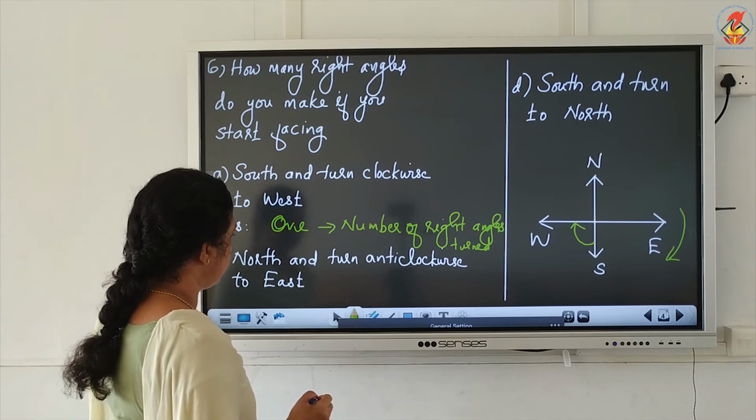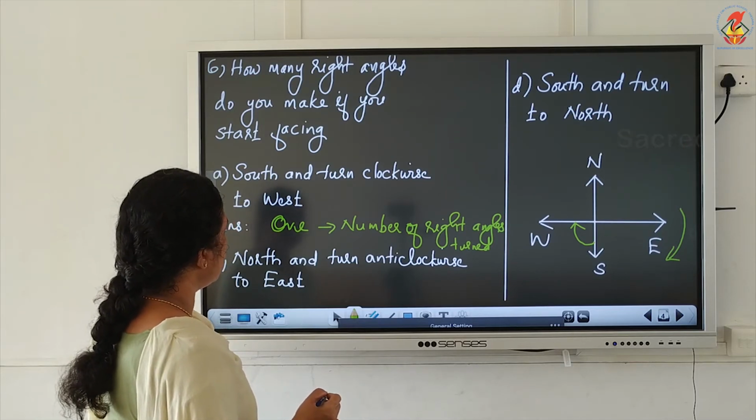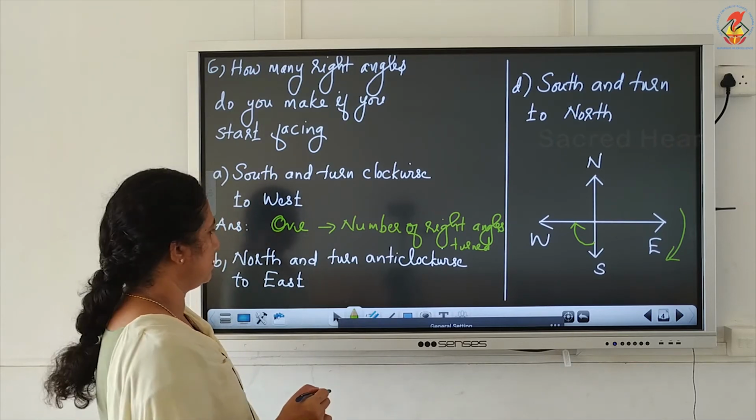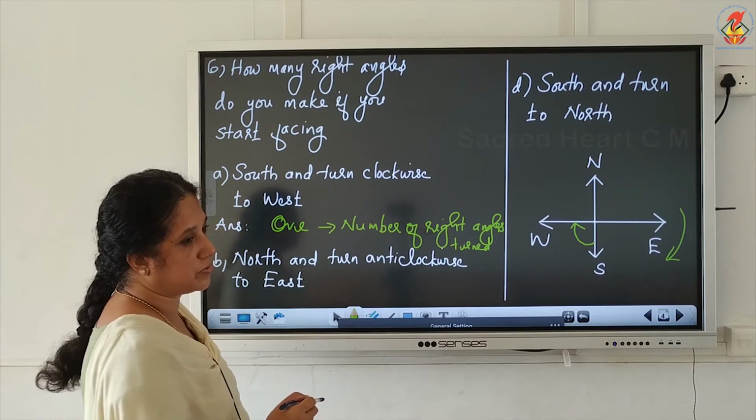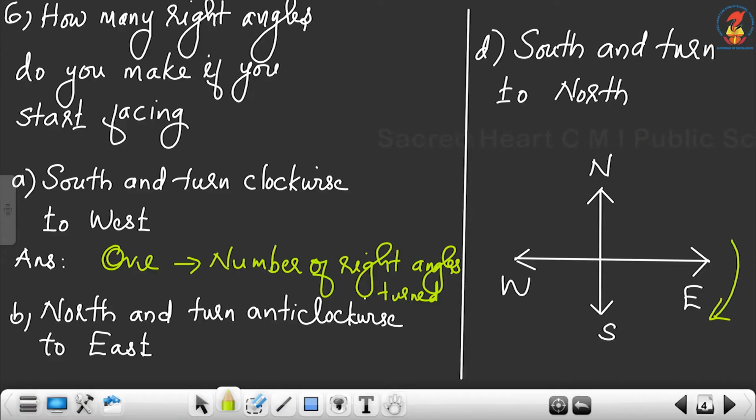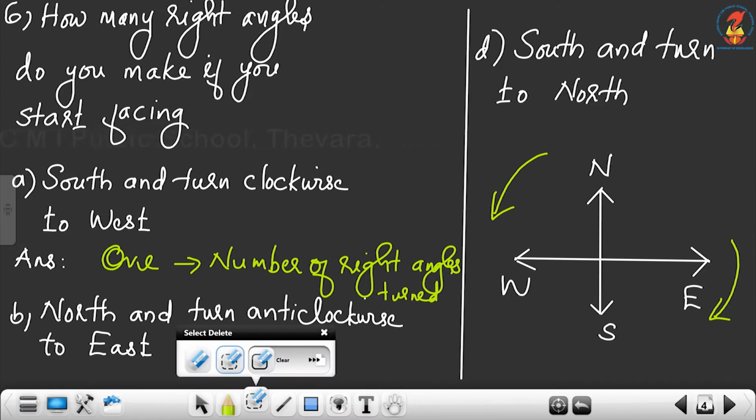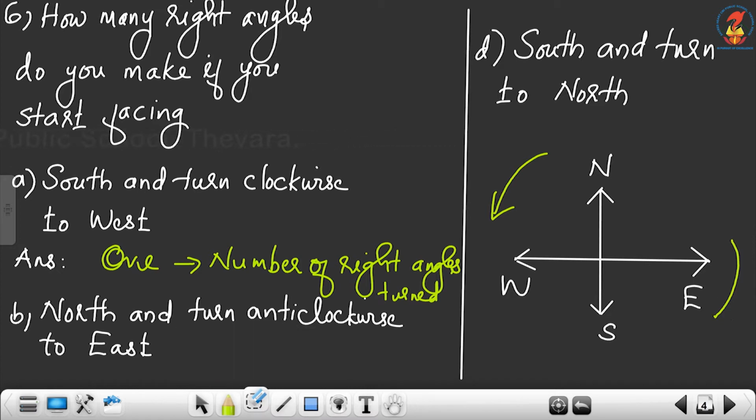Now next one. You start facing north and turn clockwise to east. You are in the north direction and you have to move in the anti-clockwise direction. So the direction of movement is anti-clockwise. For the second question, the direction of movement is anti-clockwise, so you have to move in the anti-clockwise direction.